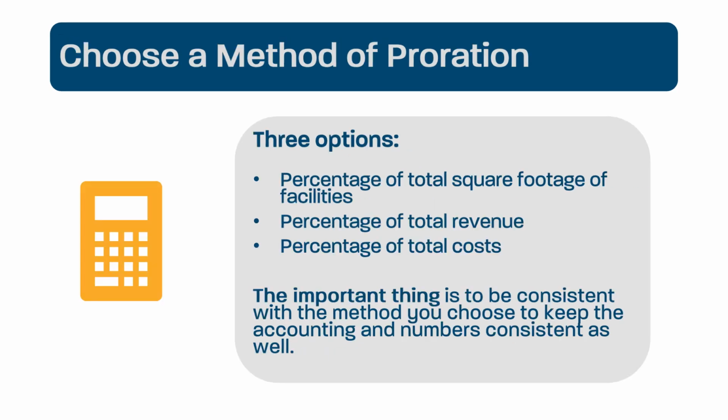Next, choose a method of proration. Figuring out exactly which expenses are eligible business expenses requires choosing a method of proration. And you should stick with whichever method you choose in order to keep things consistent. 3 methods of proration that you could use are percentage of the total square footage of facilities, percentage of total revenue, and percentage of total costs.